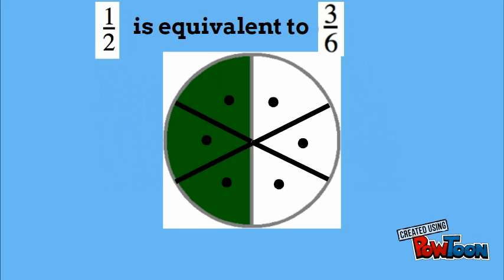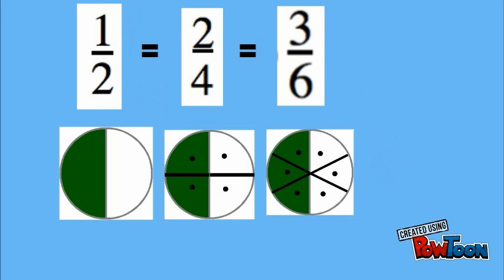Again, you might think because 3/6 has bigger numbers that it's bigger, but it's not because the slices are smaller. They have the same shaded area, so equivalent fractions have the same shaded area.